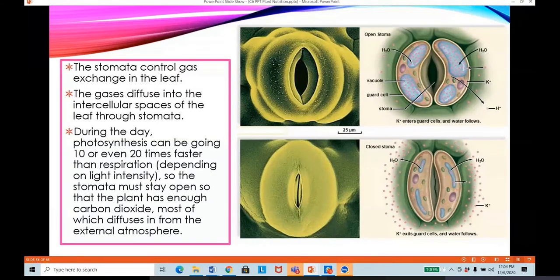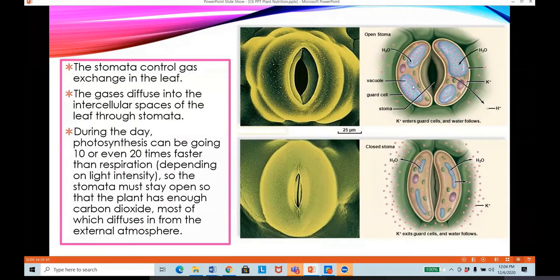So as we discussed already, the stomata are open during the day, allowing the maximum photosynthesis to take place. Because during the day, depending upon the intensity of the sunlight, the photosynthesis can be 10 or even 20 times faster, isn't it? So allowing for the diffusion of the carbon dioxide for the photosynthesis process to take place, you can see this is how the stomata are open.